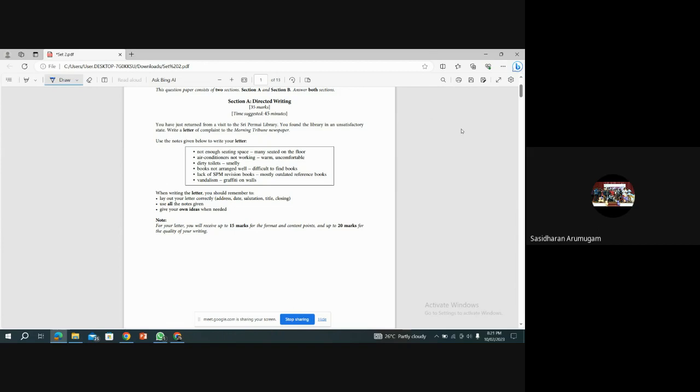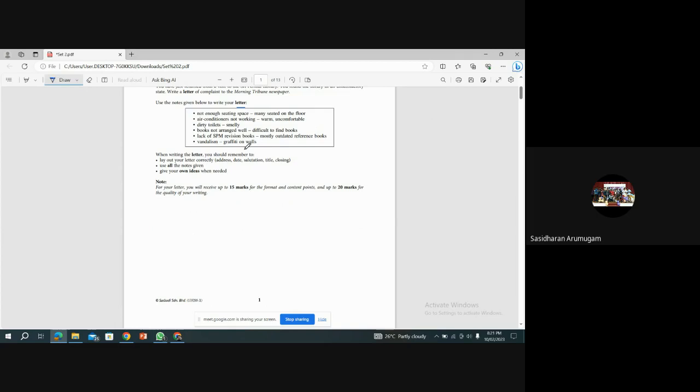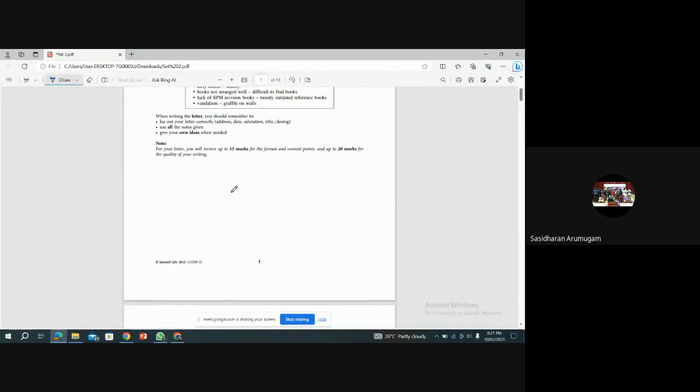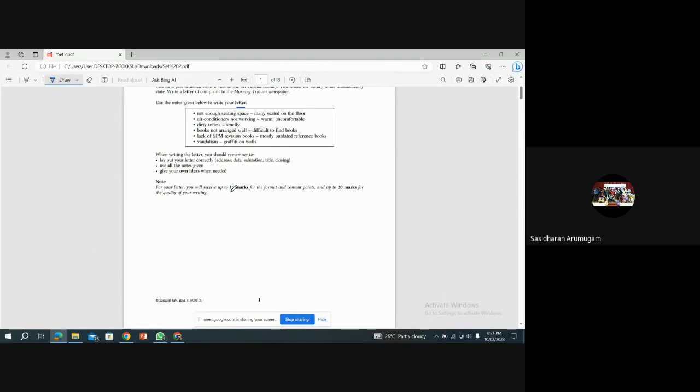When it comes to letter, bila kamu nak tulis surat, letters divide into two, which is one formal letter and one informal letter. When it comes to formal letters, we will write the letter to people who are in higher positions, holding big positions.